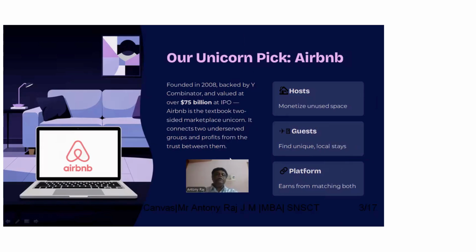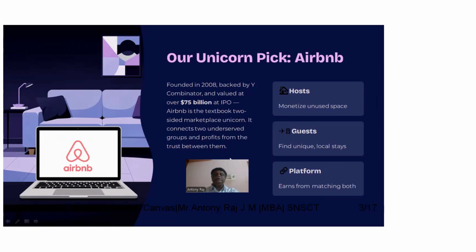This company was founded in the year 2008 and it's a Y Combinator company, and the value at the initial public offering was over 75 billion. That's a huge number. So, what is the basic model of Airbnb? It connects two underserved groups, the groups which are not served properly, and by connecting these two, they profit. That is the business model. It connects two underserved groups and makes money out of it.